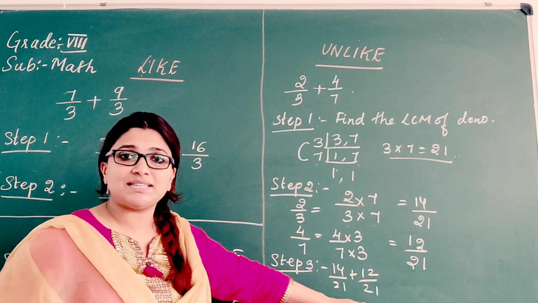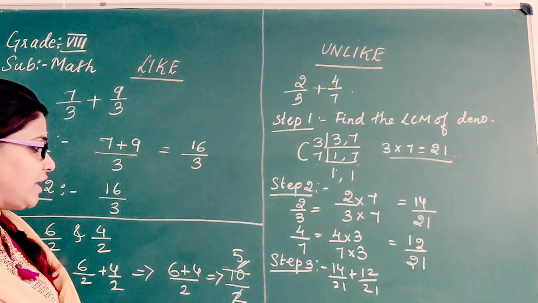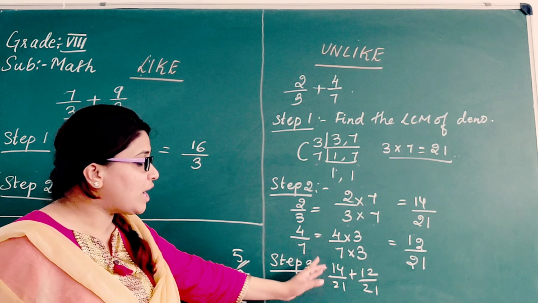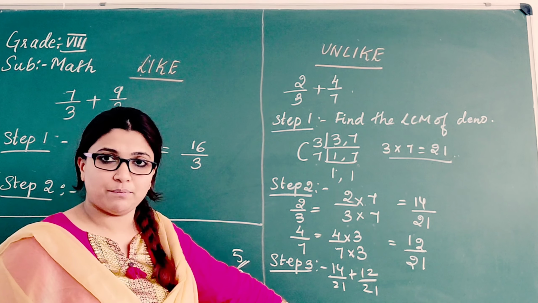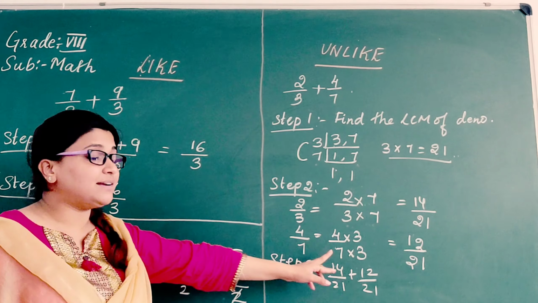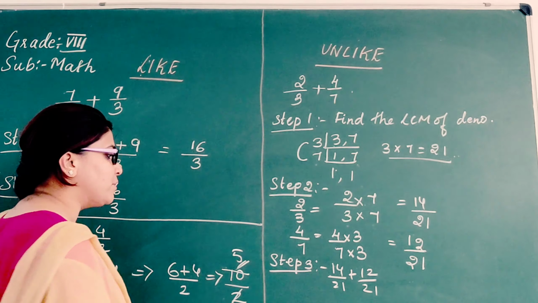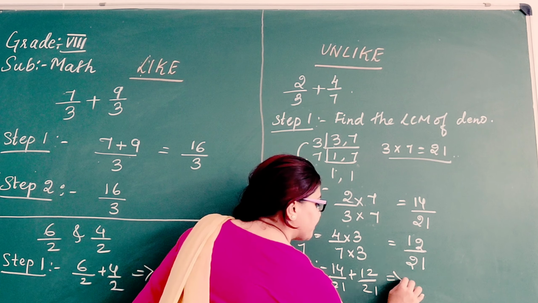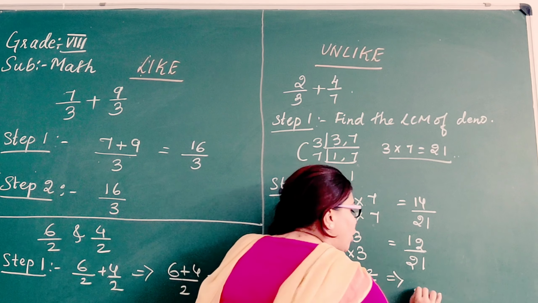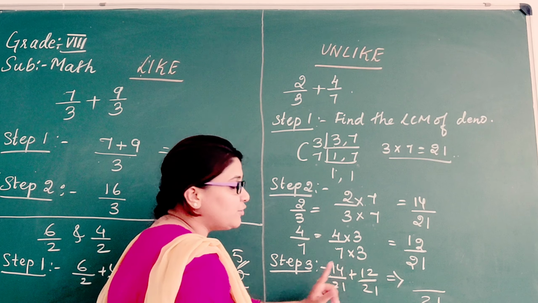Now see children, this is the same form as adding like rational numbers, right? So similarly, I have to add these like rational numbers. Same form. What we did, we kept the denominator as it is, only added the numerators and then reduced it in the simplest form. So I will keep my denominator as 21 only and I will add my numerator.